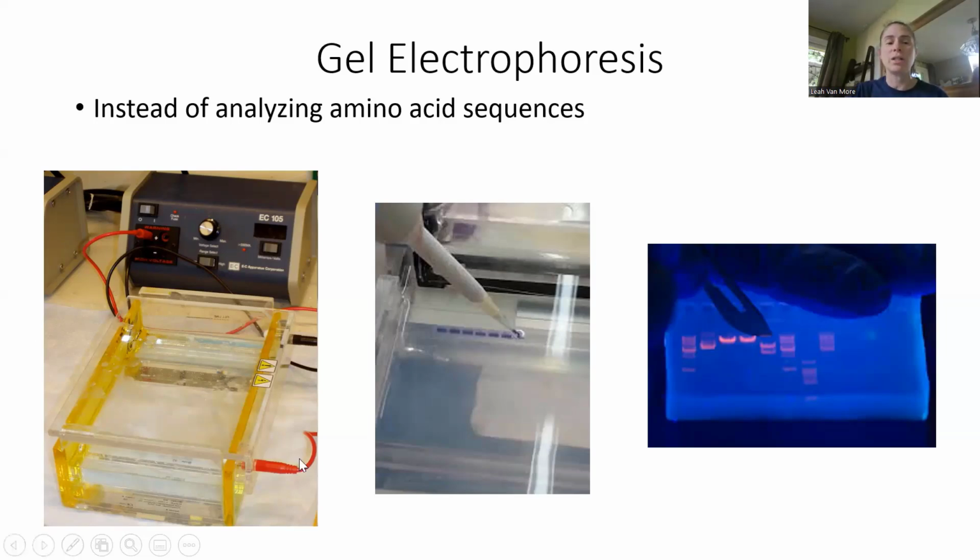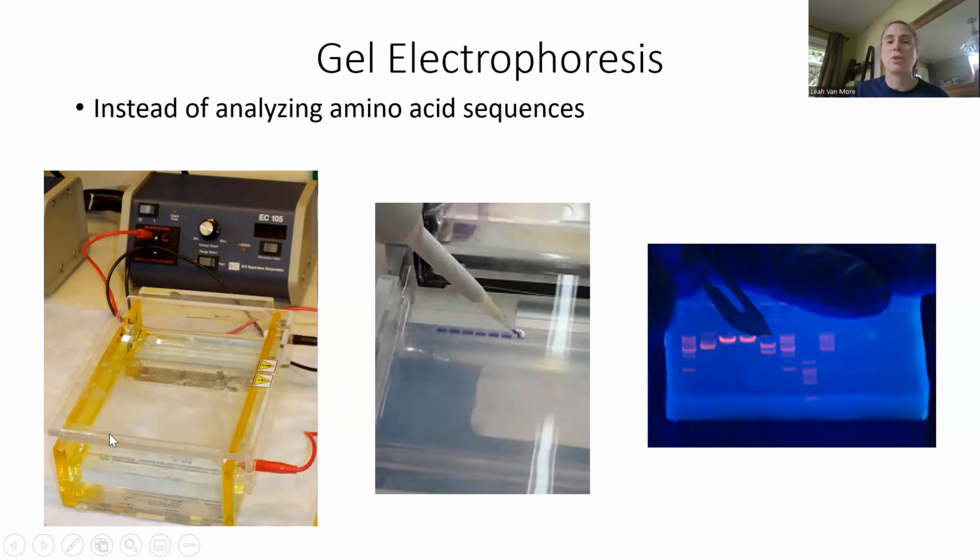So over here, this first picture is a gel electrophoresis machine. And this is a power pack here. Electrophoresis has to do with running an electric current through a gel box. This is the gel box.